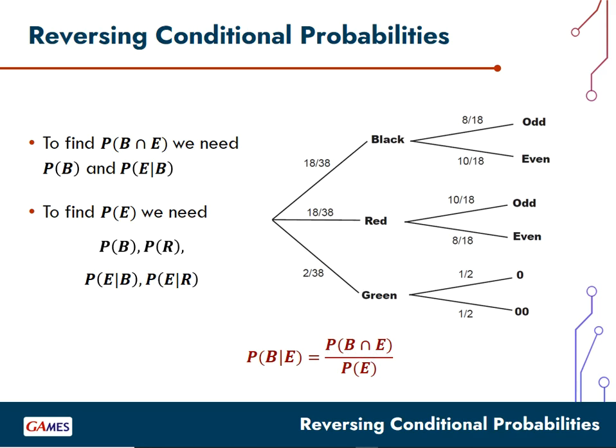What's the value of P of B intersect E? P of B intersect E in this binary tree. I mean, in this probability tree. 18. Can you see any information about P of B intersect E here?